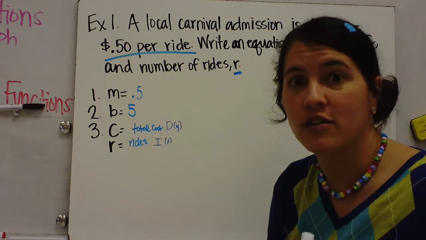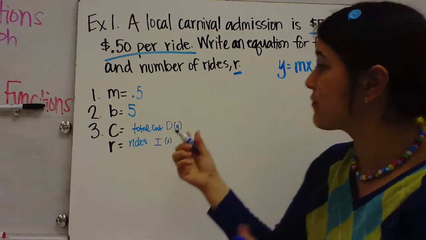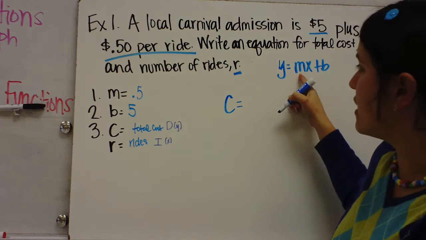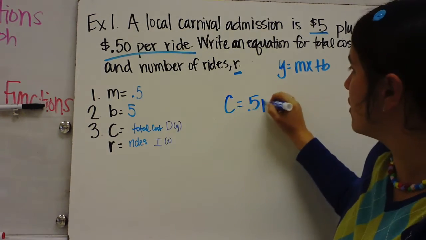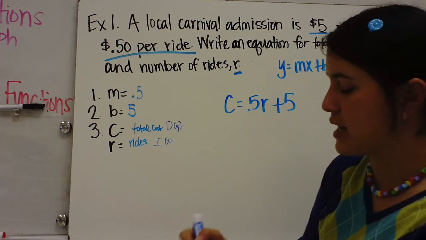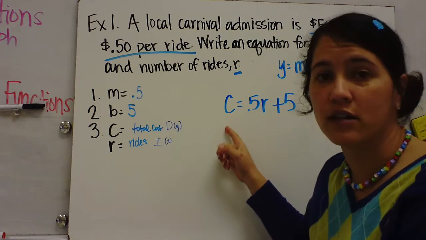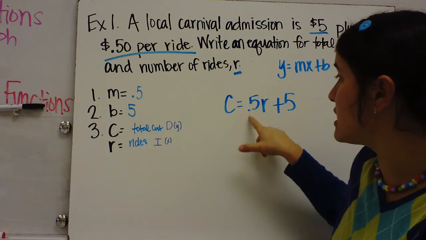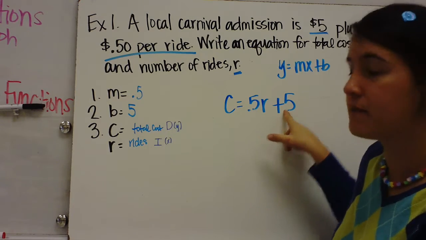Once you have done those 3 things, then it's very simple. You can put it into your equation. So instead of y, it's going to be C equals m, 0.5, now instead of x, we're going to use R, plus 5 because that's your b. And describing it means telling what the numbers mean. The total cost is 50 cents per ride, so 50 cents for each ride, plus the $5 admission.